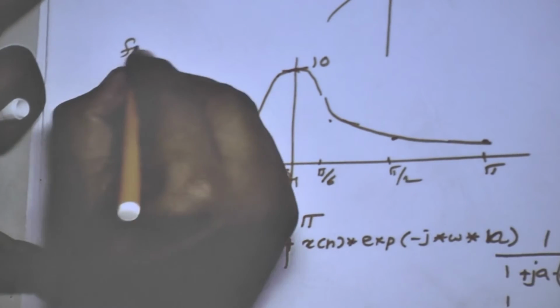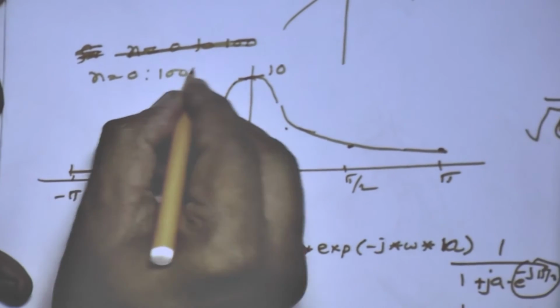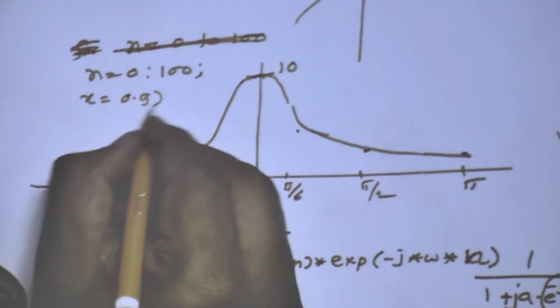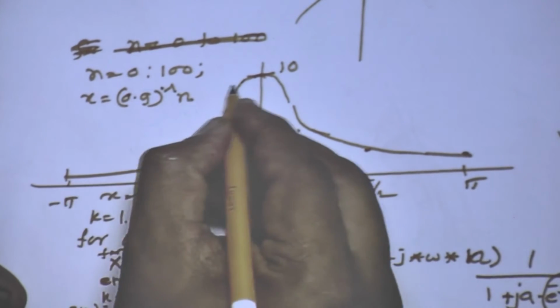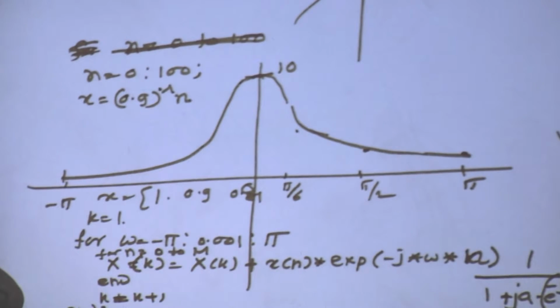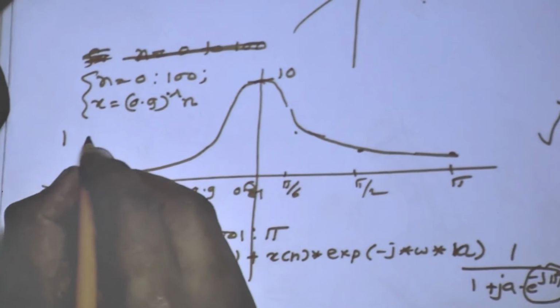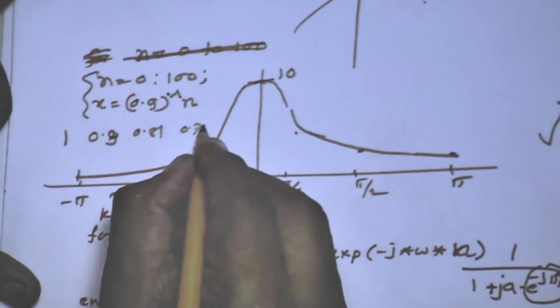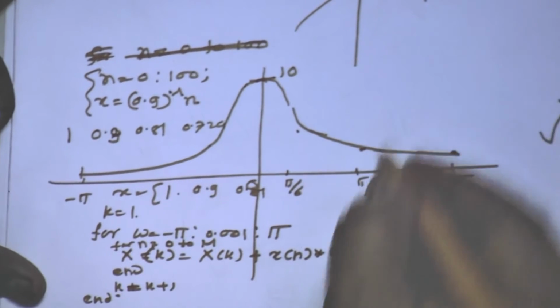x[n] can be generated like this: for n is equal to 0 colon 100 semicolon, and x is equal to 0.9 raised to n. This raised to n must be dot raised to n, so that it is pointwise raising. 0.9 raised to 0 is 1. These two statements will generate the sequence 1, 0.9, 0.81, 0.729 and so on. This is 0.9 cube, 0.9 to the power 4, 0.9 to the power 5, 0.9 to the power 6 and so on.